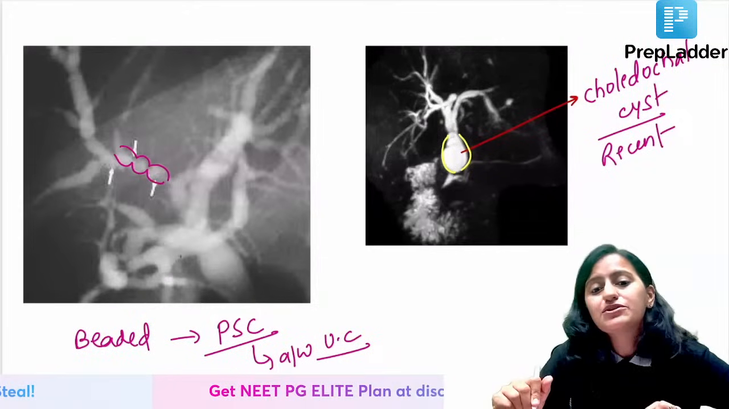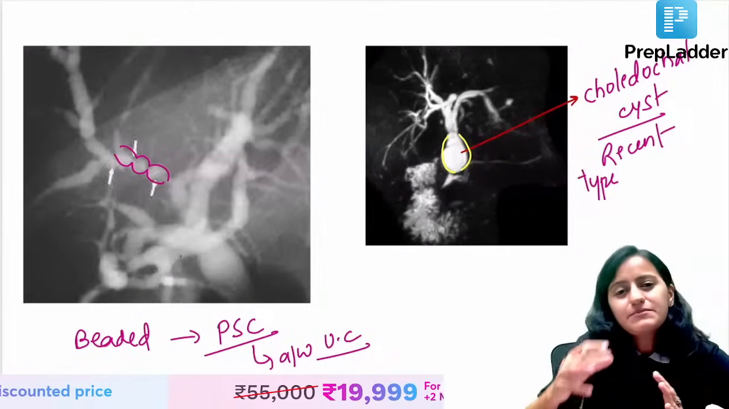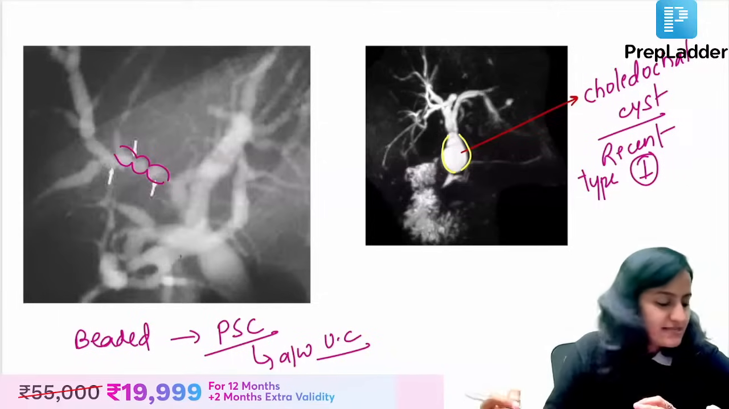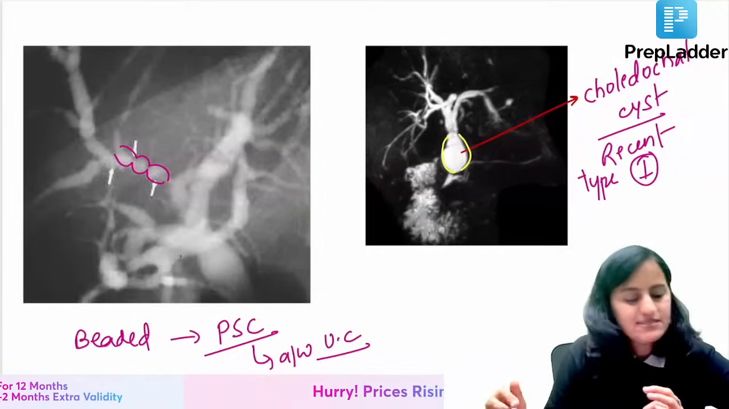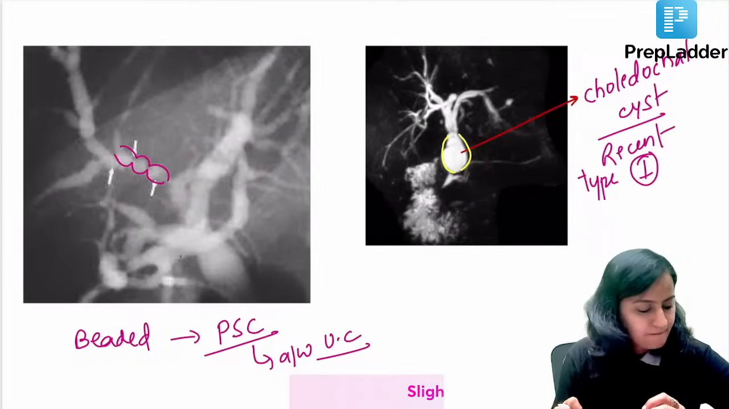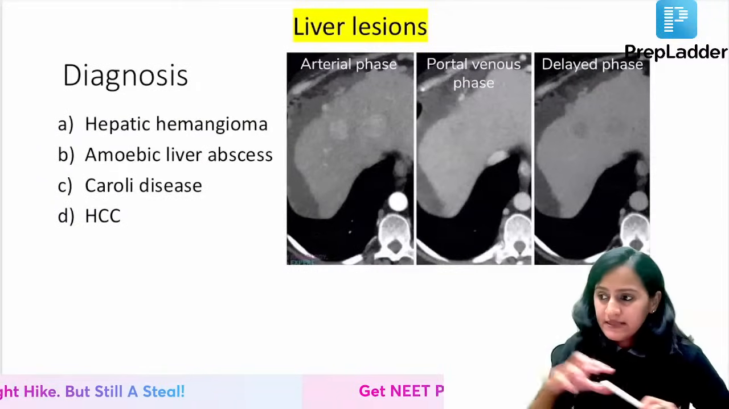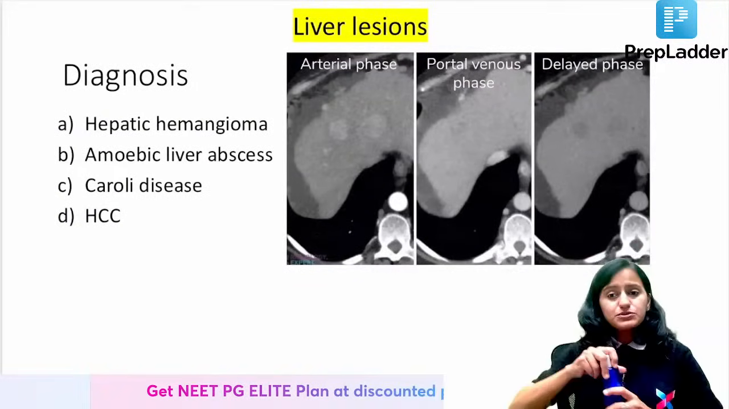What type of choledochal cyst? When the extrahepatic CBD is showing fusiform dilatation, this is type 1 choledochal cyst. You have the Todani classification for choledochal cyst. Okay, the CBD is showing the fusiform dilatation. Next one, what do you think is the answer to this one?